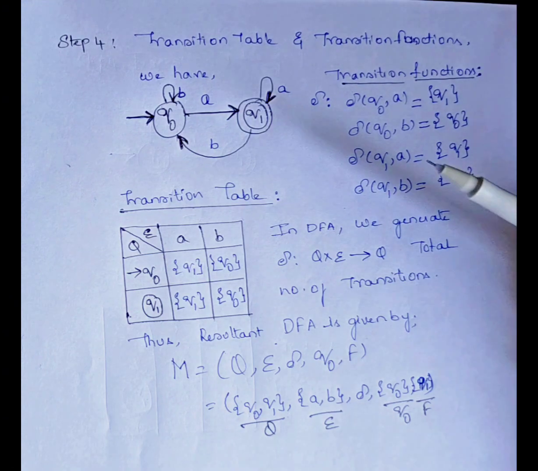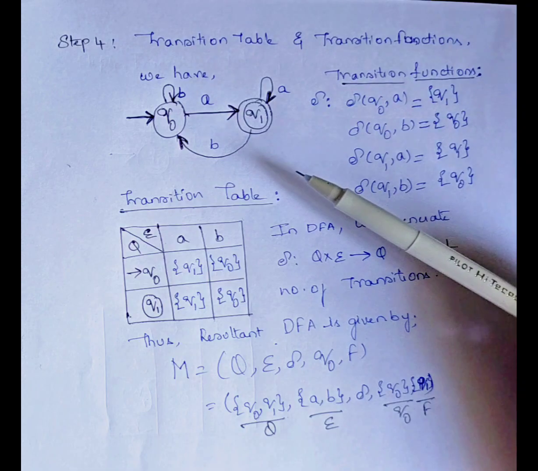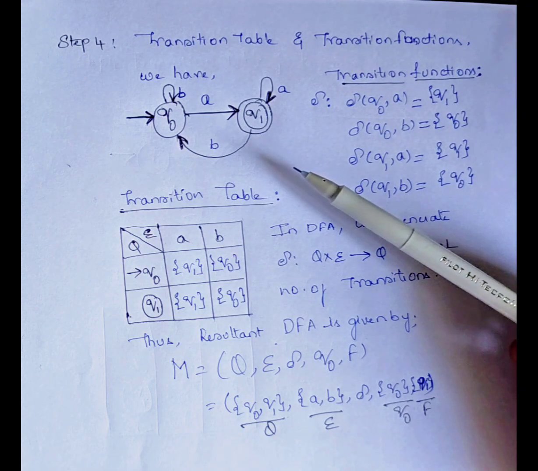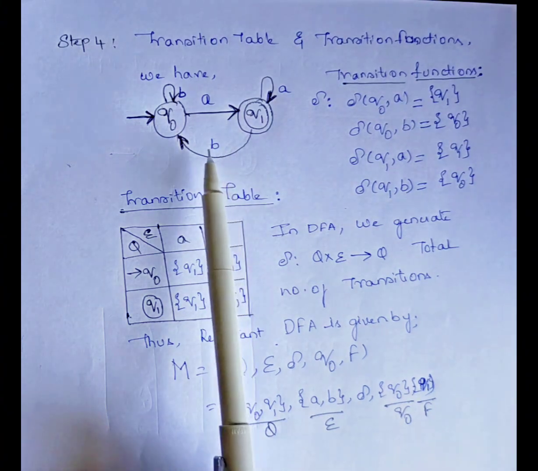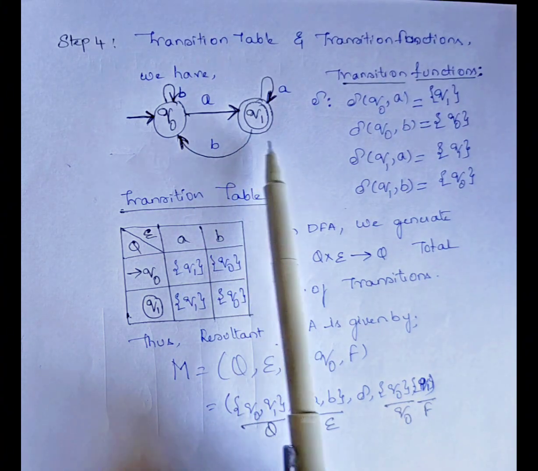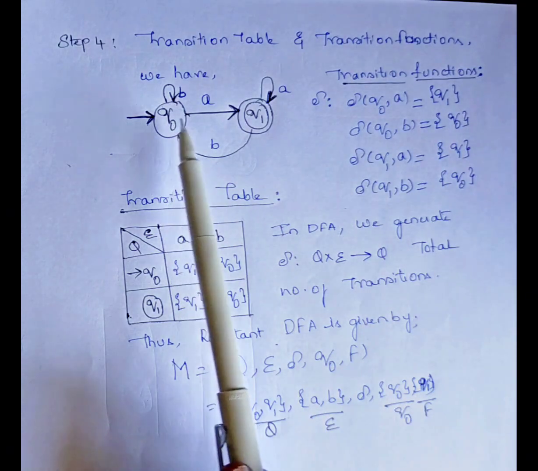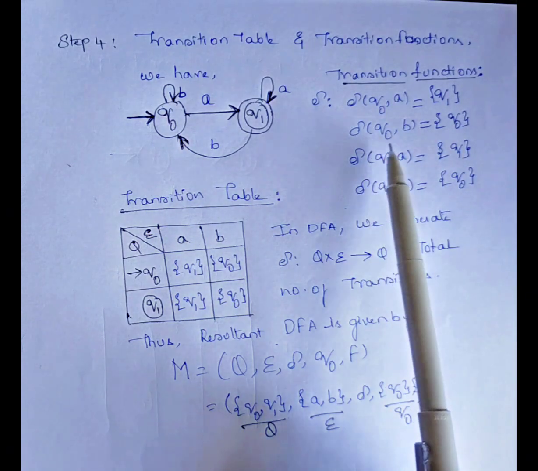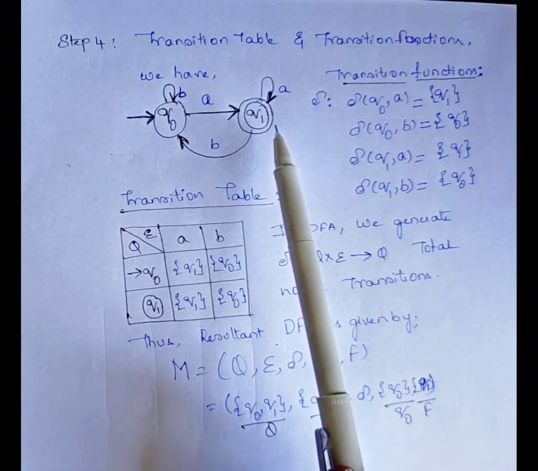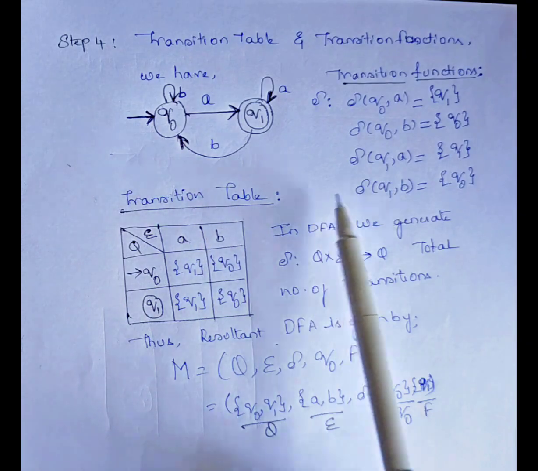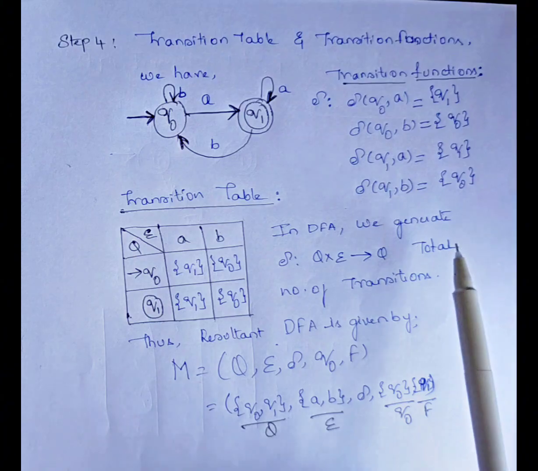Upon construction of the DFA, in the next step we'll write the transition functions and the transition table. Consider the transition diagram. From the transition diagram, it is observed that Q0 on reading A reaches the next state Q1. So delta Q0 on A is equal to Q1. Similarly, Q0 on B is making a transition to Q0. So delta Q0 on B is equal to Q0. And Q1 on A is moving to Q1, Q1 on B is moving to Q0. So delta Q1 on A is equal to Q1, and delta Q1 on B is equal to Q0.